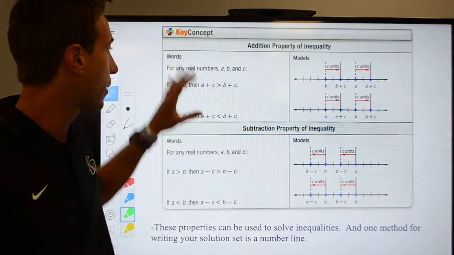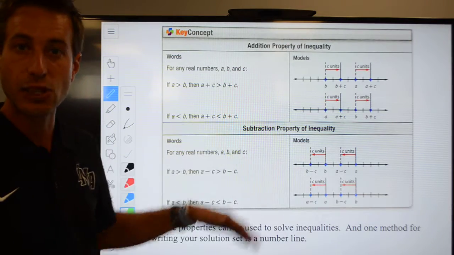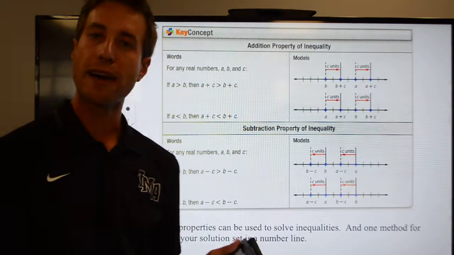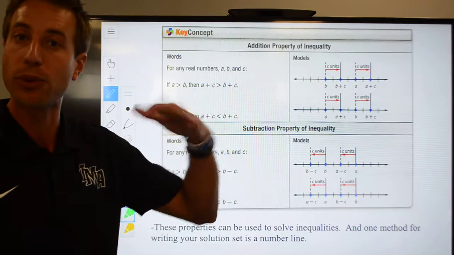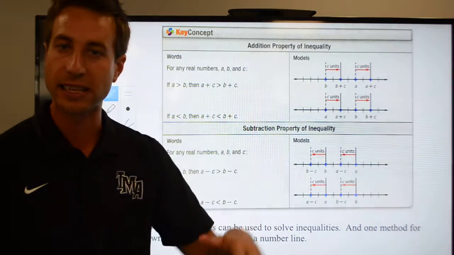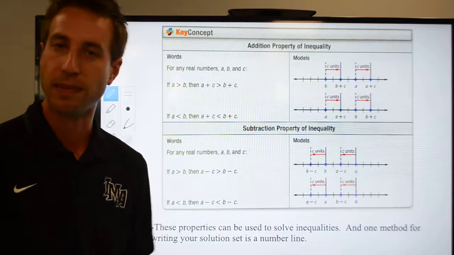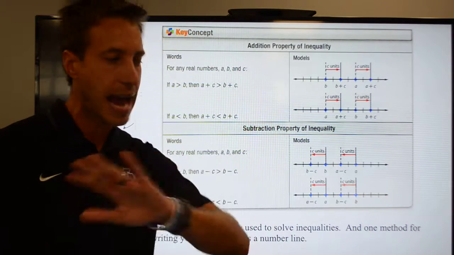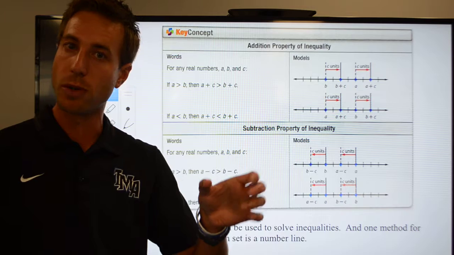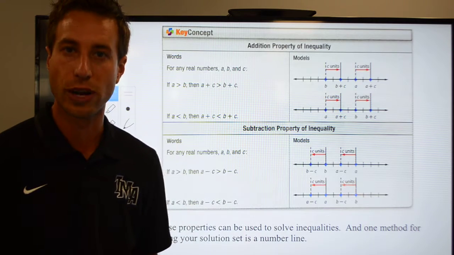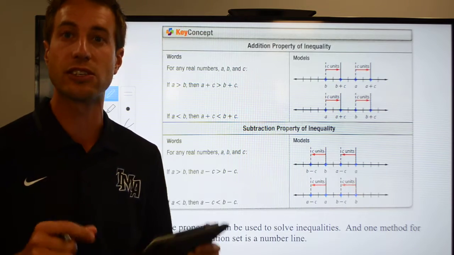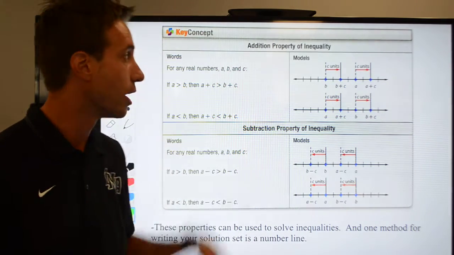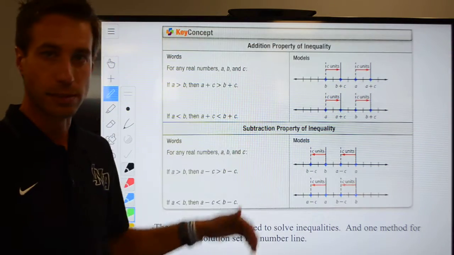What we want to point out here, though, is that when it comes to addition and subtraction, you don't have to worry. The inequality will never change, right? If you started out with a less than, add and subtract anything you want to, it'll stay less than. If you start out with greater than, you can add or subtract anything you want to as long as you do it on both sides. It will always stay greater than. Nothing will change the direction of the inequality with addition and subtraction.